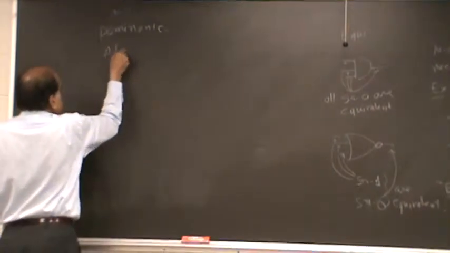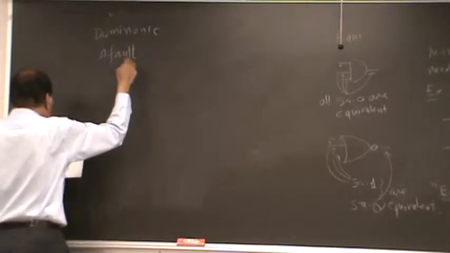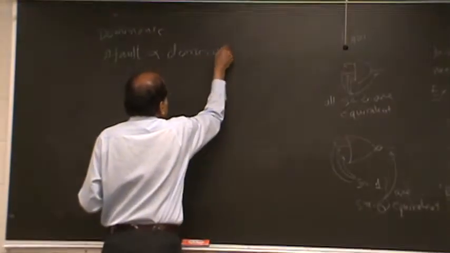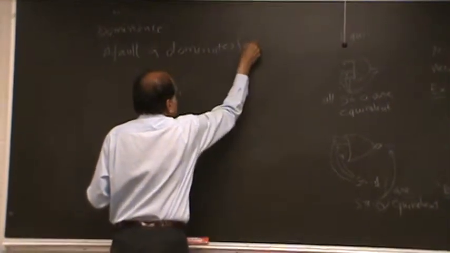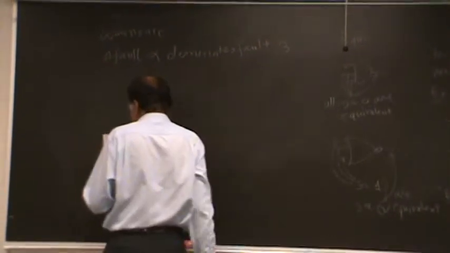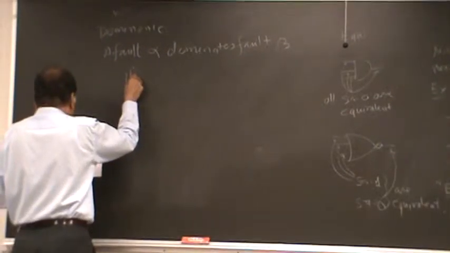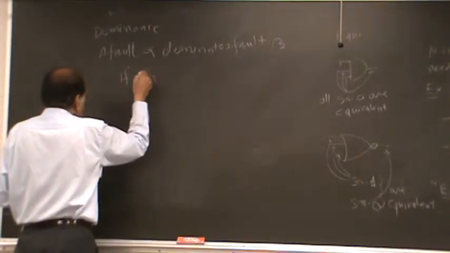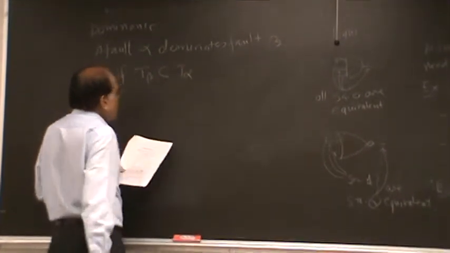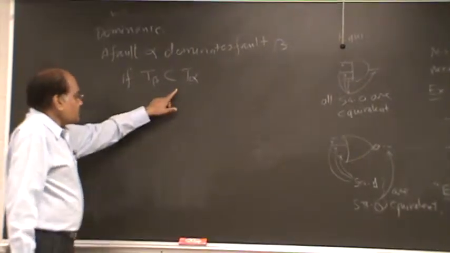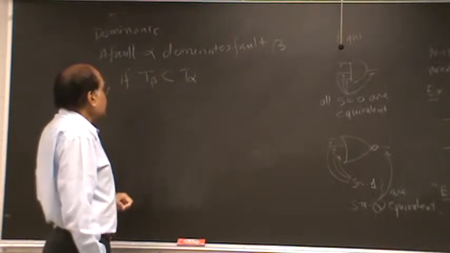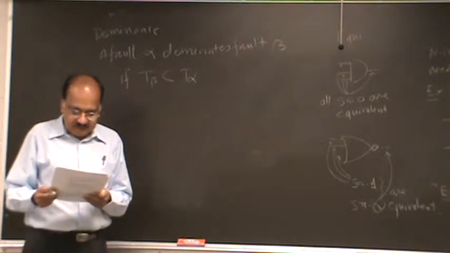A fault alpha dominates fault beta if the set of tests for beta is a subset of the set of tests for fault alpha. So if the set of tests for fault beta is a subset of the set of tests for fault alpha, then we say that fault alpha dominates fault beta.